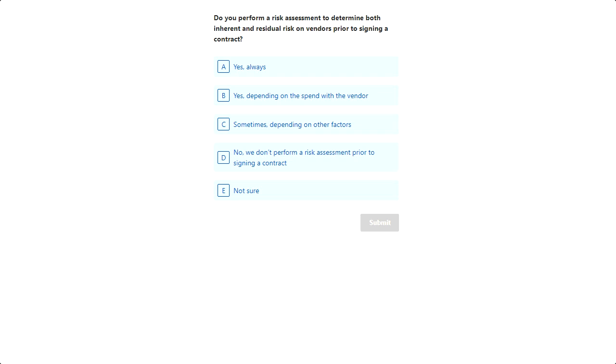Kelly, let's go ahead and answer another question from the audience. And this question is, what would be considered sufficient controls to attach for residual risk?